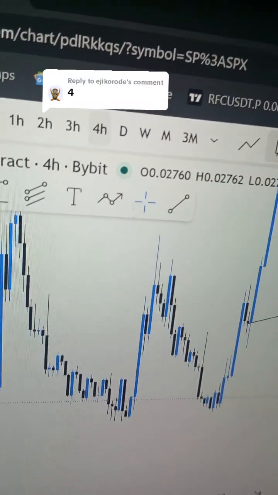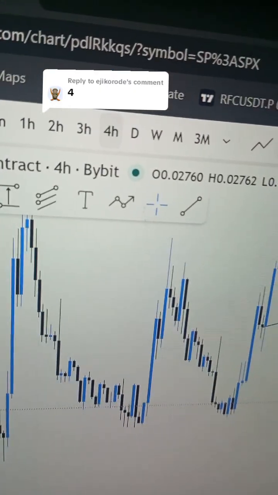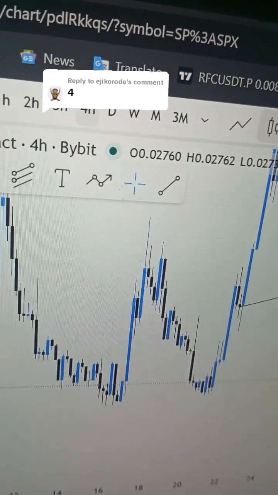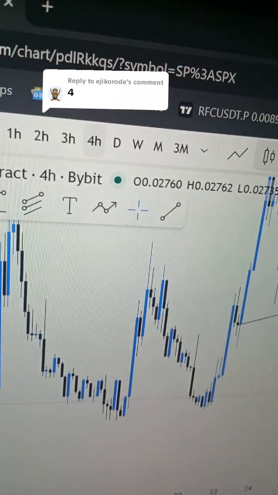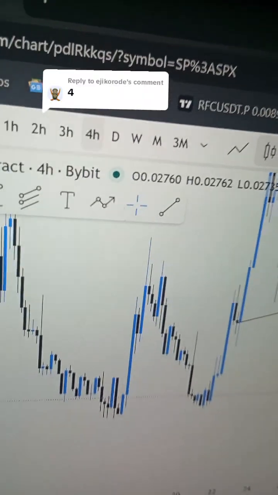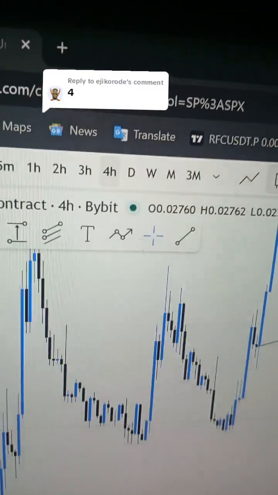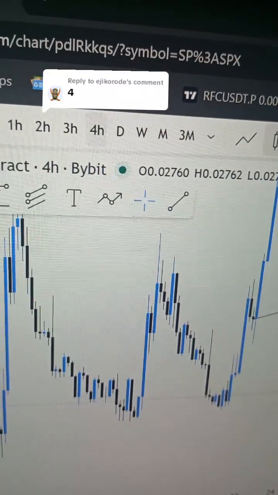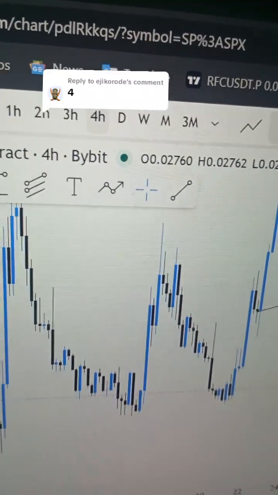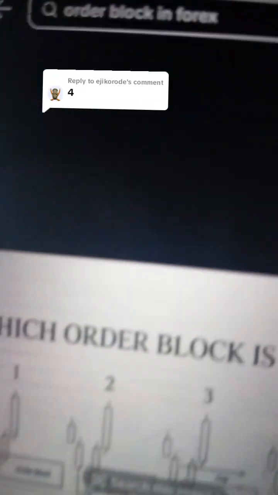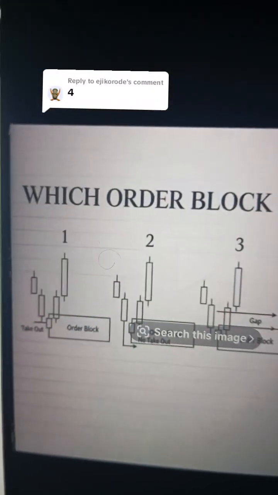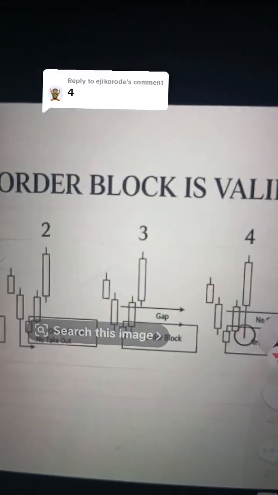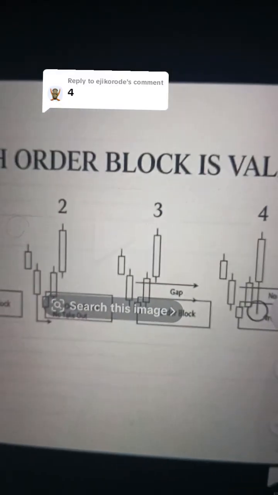Okay, so I want to make a particular video to correct something that some people are getting wrong. I made a post the other day about an order block. I told them to identify the valid order block. On that particular post, see the post right here, I got up to 20 something comments.